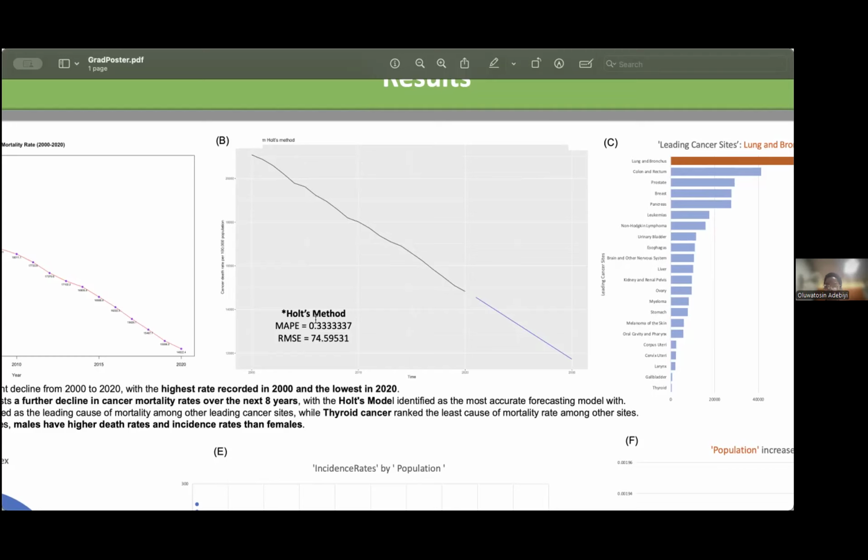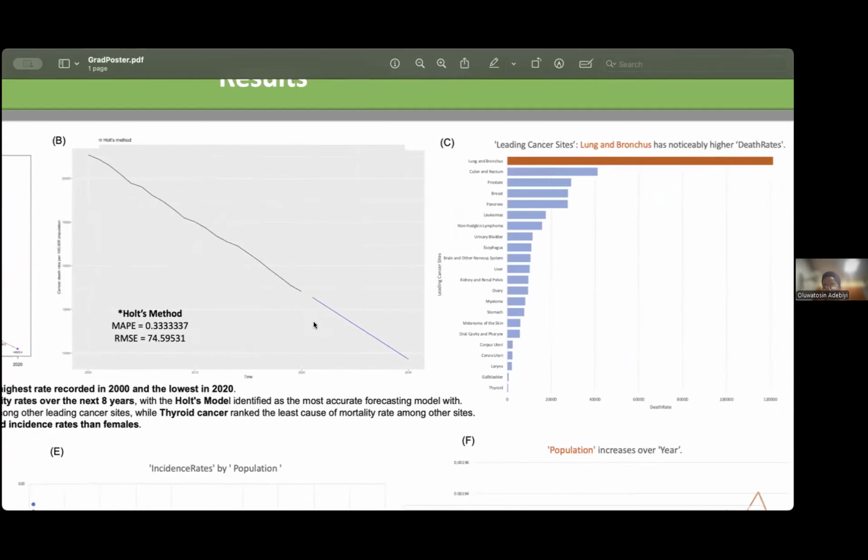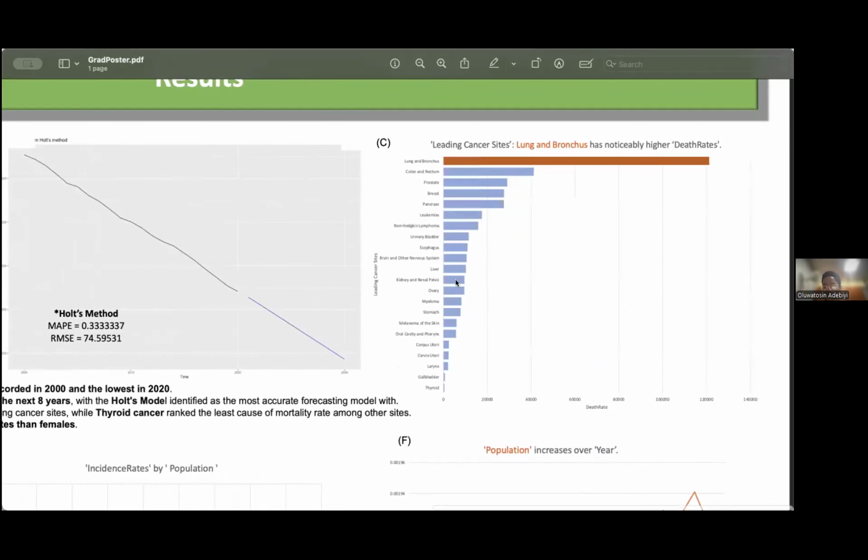And this can be due to several factors as well. For example, early diagnosis, early management, so many factors that can help to attribute to the reduction. And we know that with the advent of AI, that also has an effect. I decided to do this also on Microsoft Excel, and it shows that lung and bronchus contributed to the highest death rate, followed by colon, rectum, prostate, and breast.